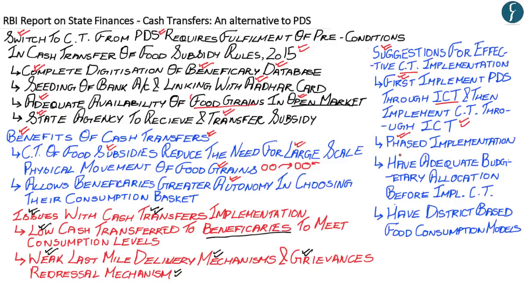The third suggestion given in the report is that the state should have adequate budgetary allocation before implementing the cash transfer scheme. And the fourth and final suggestion is for states to have district-based food consumption models, wherein in large states in India, the food consumption patterns vary from district to district, and therefore certain food grains are at a higher price in some districts and at a lower price in other districts. And by having district-based food consumption models, the state should be effectively able to implement the cash transfer scheme.